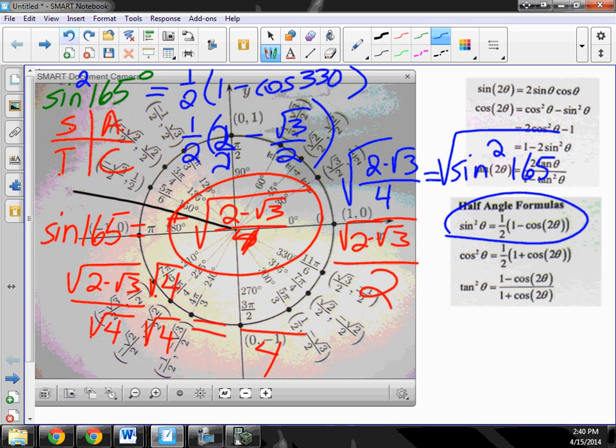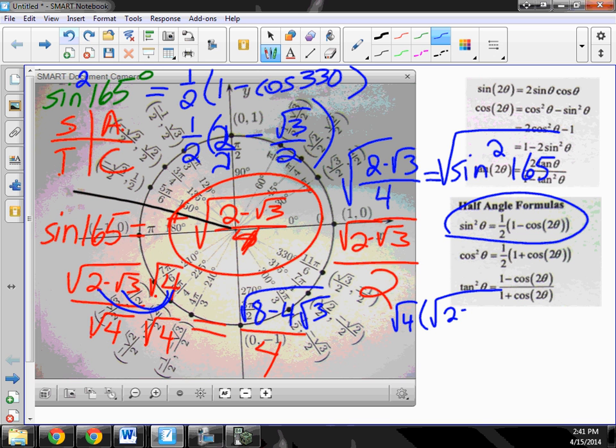Okay. So we distribute this 4 in, and we have the square root of 8 minus 4 square root of 3. You've never seen anything like this before, right? Well, it's actually the square root of 4 times the square root of 2 minus root 3. Well, I can put that 4 inside, and I have the square root of 4 times 2 minus root 3.